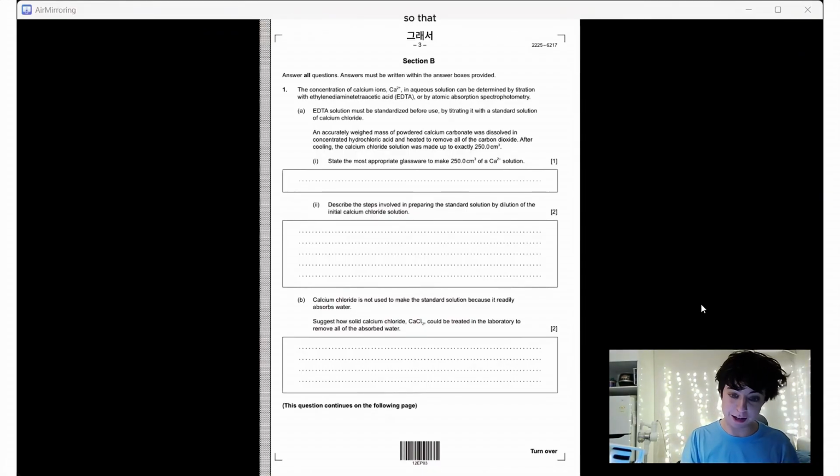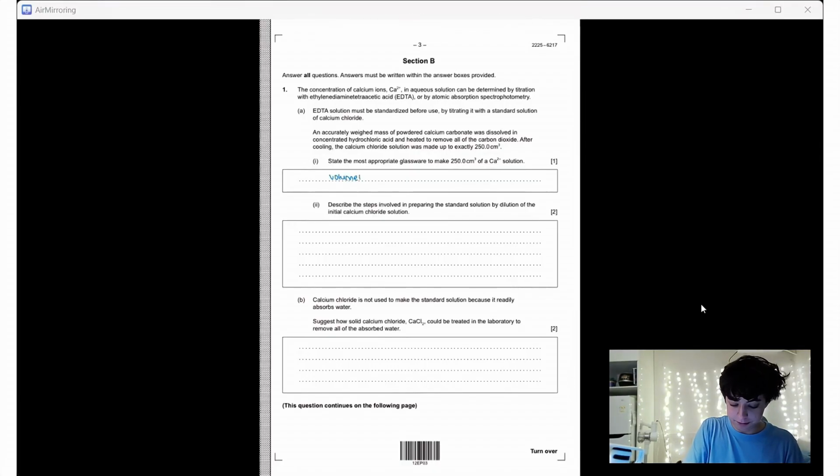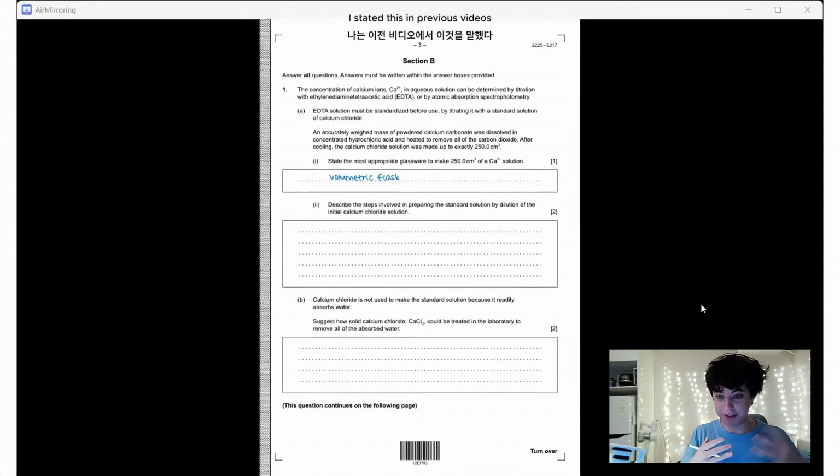But anyway, so that part 1 is stating the most appropriate glassware. That would be that volumetric flask. Volumetric flask. And I actually, I stated this in previous videos, I took this exam myself under simulated time conditions. And so, like, whenever I say put extra details, that's not me saying, oh, I don't know your time management. No, like, you have time to do that. I swear, because I did it.